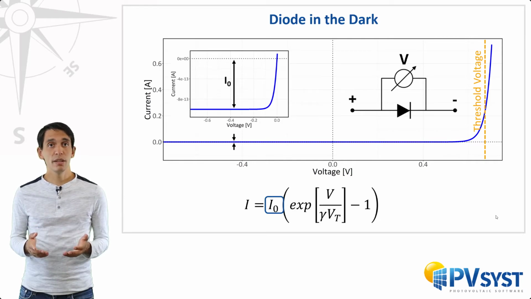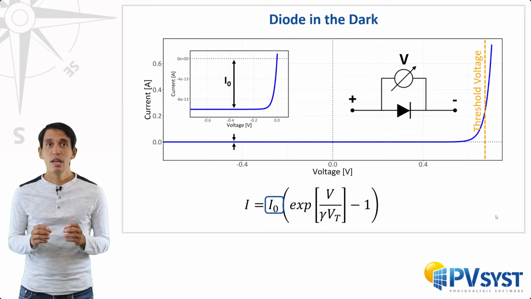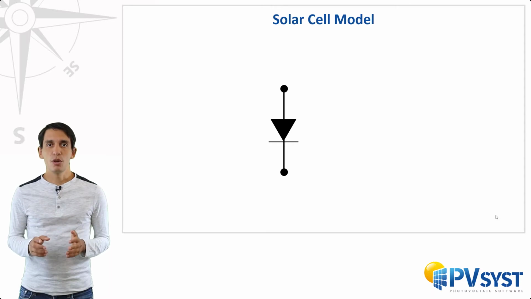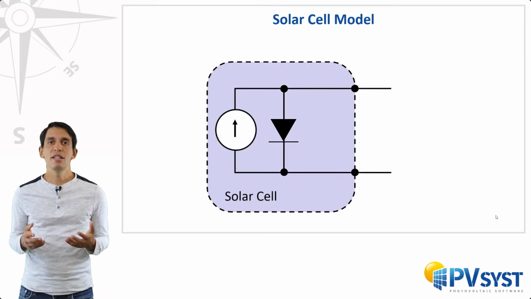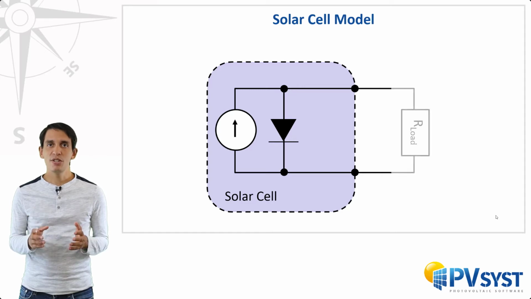A solar cell is a diode, so this IV characteristic is exactly how a solar cell will operate in the dark. In order to model an illuminated solar cell, we have to add a current source that describes the photocurrent. When we add a current source in parallel with the diode, we have the representation of an ideal solar cell. To make things simple, let's have this solar cell power a resistor as a load.